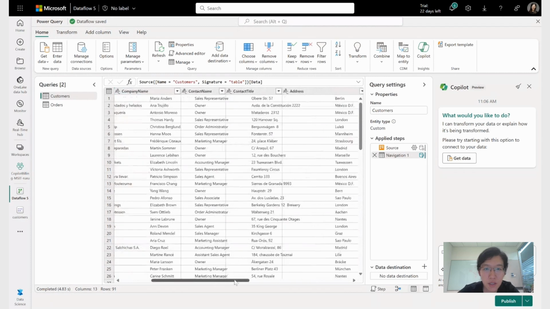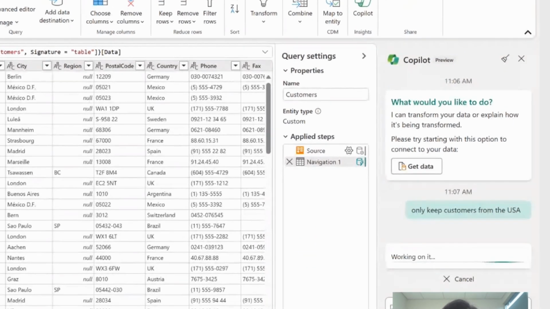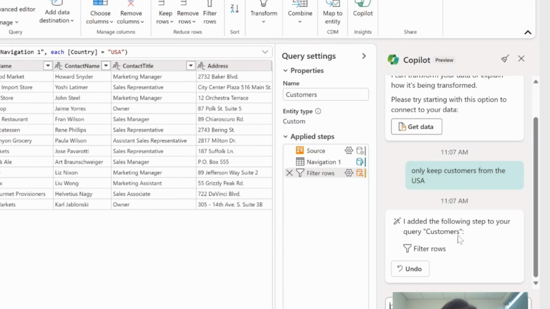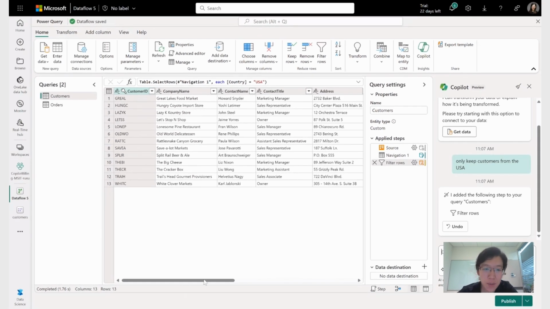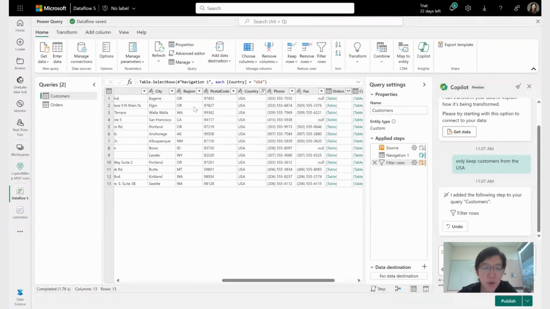Let's take a look at all these customers. These are customers from various cities and various countries. So I would like to say, only keep customers from the USA, and let's see what Copilot will do. Copilot will add a filter on the customers and only keep the US customers. As you can see, it only keeps the customers from the US. You can explore and do various operations here. And once you are done with the data cleaning, you can publish the dataflow or add a data destination to Lakehouse to do the next step, which I already have in my Lakehouse.